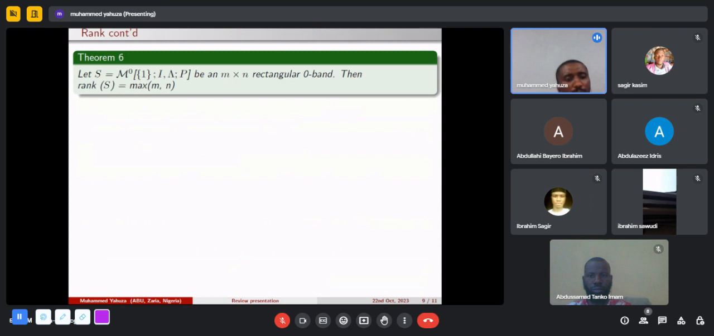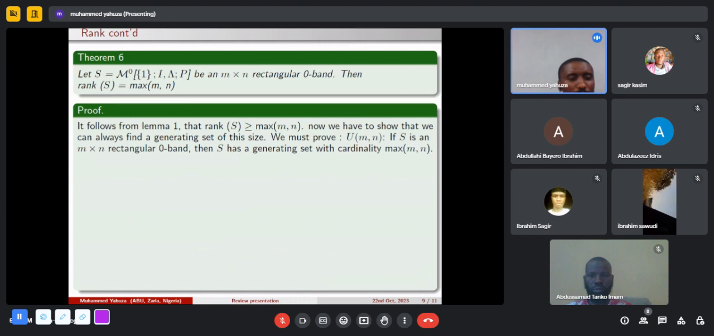Now, the next theorem is: let S be an m by n rectangular zero band. Then the rank of S is equal to the maximum of m, comma n. Now, proof. It follows from lemma 1 that the rank of S is greater or equal to the maximum of m, comma n. This lemma 1 is the first lemma from the work of Ruskok 1994, where he found the rank of this semigroup to be greater or equal to this.